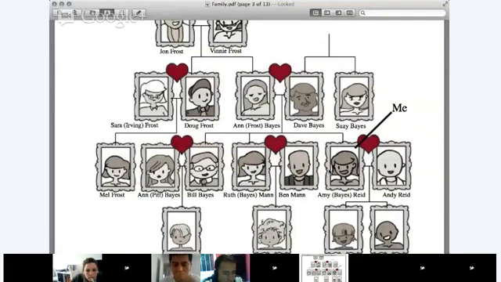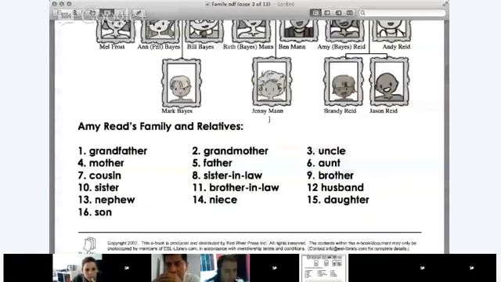And who else can be a mother? Who else is a mother in this family? Sarah. Good. And Ruth, yep, so we said Ruth. Who else? So we have Sarah. Is Anne Frost Bayes a mother? Anne Frost. Does she have children? Yes, she has, so she is a mother. Good. All right.